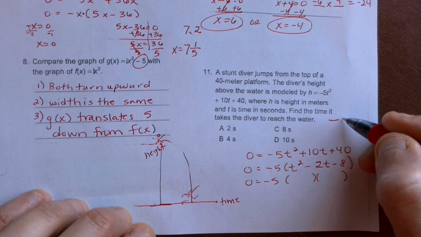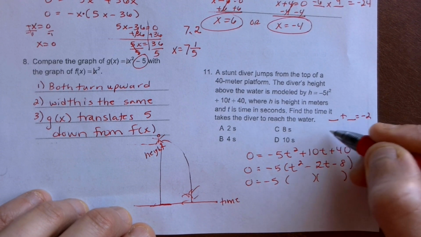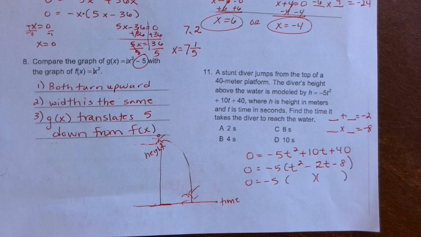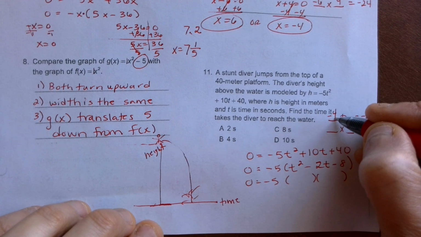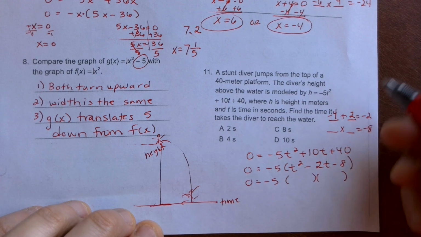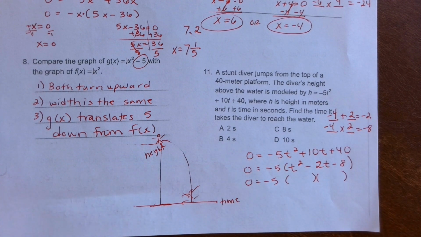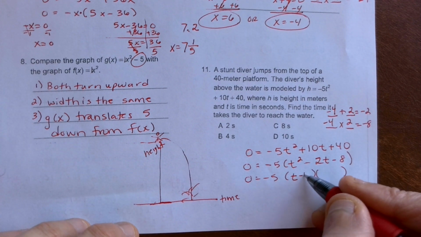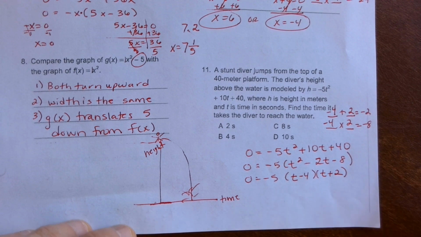So we'll go up here. What two numbers add to give you a -2 and multiply to give you a -8? And what are those? Let's think for a minute. -4 and 2. I believe, yep, that'll work. So we have t minus 4 and t plus 2.